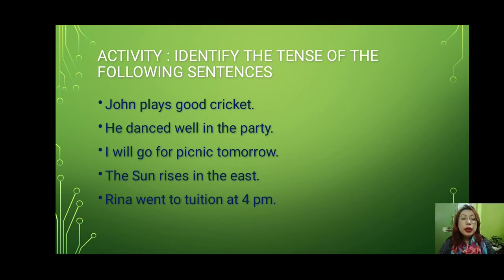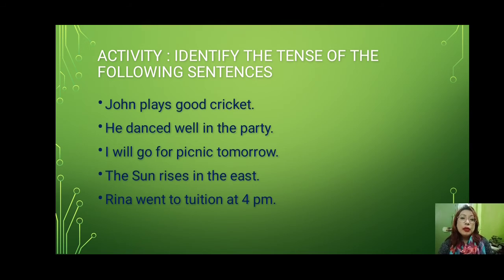John plays good cricket. Now this sentence is in the simple present, past or future? Can any one of you tell me? Yes? Which is the verb over there? Plays, right? So it is in the simple present tense. Number 2. He danced well in the party.